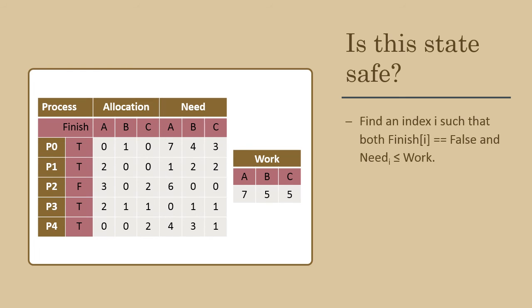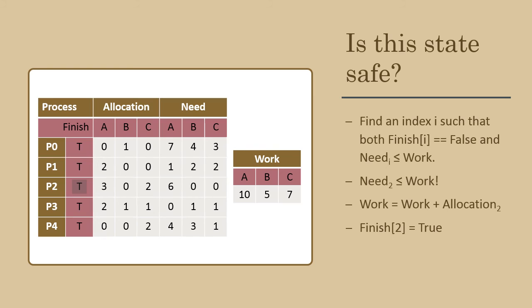Find an index i such that both Finish i is false and Need i is less than or equal to Work. The only candidate left is P2 and it does satisfy our conditions. So Need 2 is less than or equal to Work. Work is Work plus Allocation 2. 755 is Work and Allocation 2 is 302. So Work becomes 10, 5, 7 and Finish 2 becomes true.